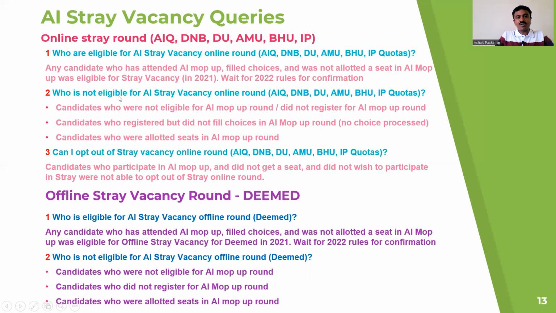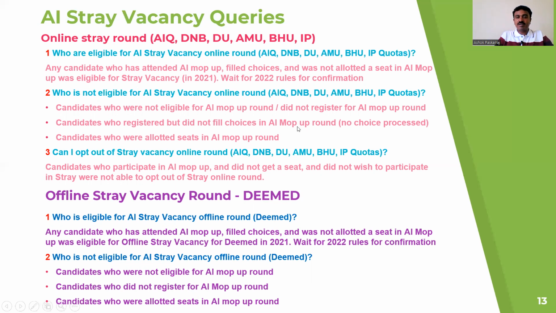And second is who is not eligible for all India stray vacancy. Candidates who were not eligible for all India mop-up round, like AIR to join, state R to join, whoever. Those candidates will not be eligible for all India stray vacancy. Also those who did not register for all India mop-up. For instance, you were eligible through revised cutoff, but you did not register. You did not register in all India round 1, round 2, and you still were eligible for mop-up, but still you did not register. Such candidates will not be eligible for the stray round.